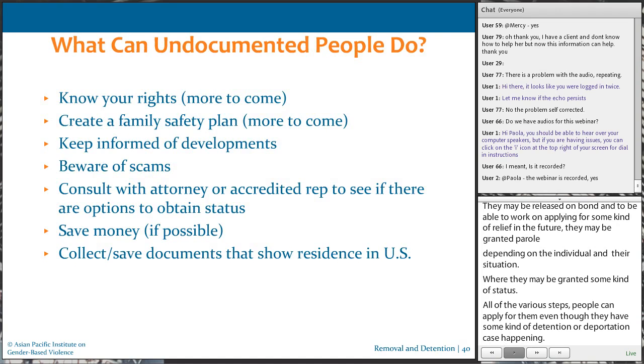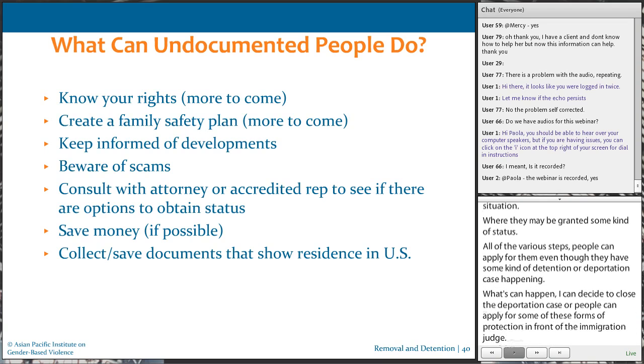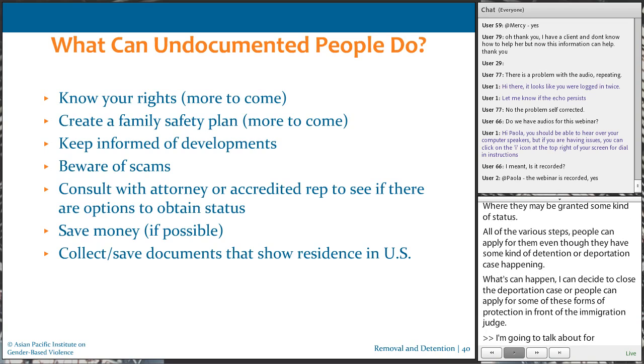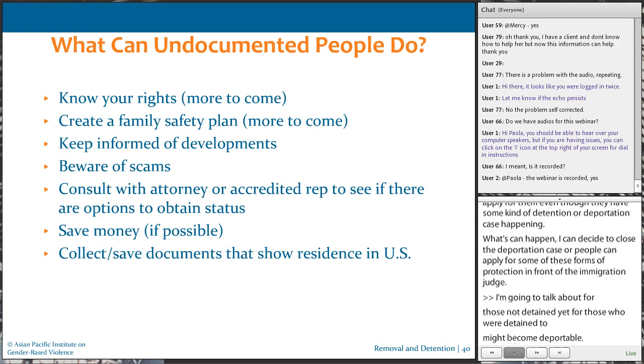So I'm going to talk about folks who are not detained yet, but if they were detained, might become deportable or might end up deported. And the reality is that until we pass some kind of comprehensive form of immigration relief or protections, the majority of those 11 million people here without status are not going to be able to apply for some relief. And so, what can undocumented people do, and what can we do to help them?